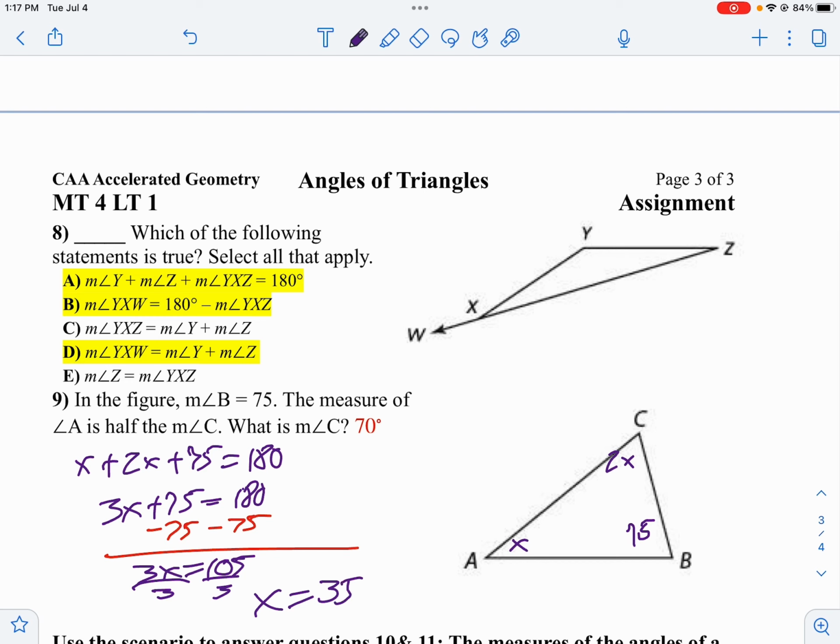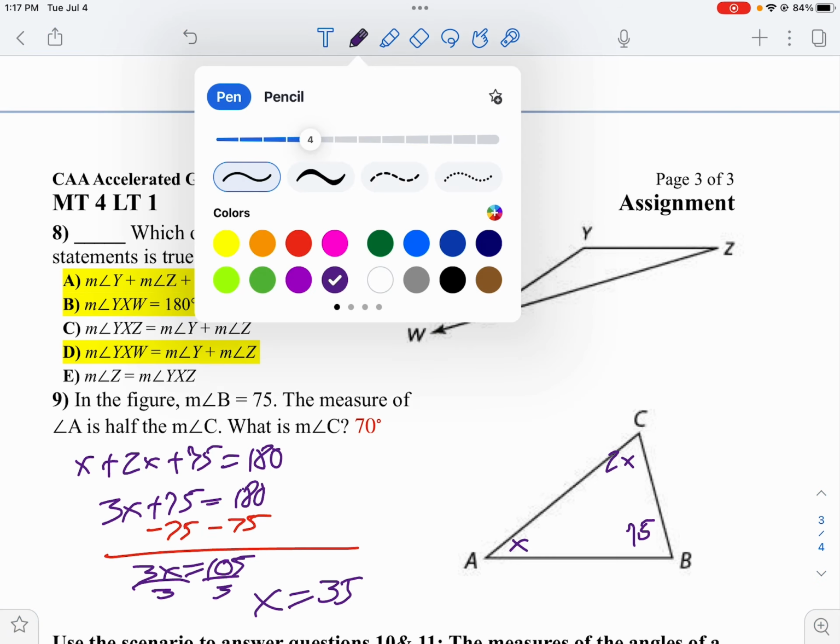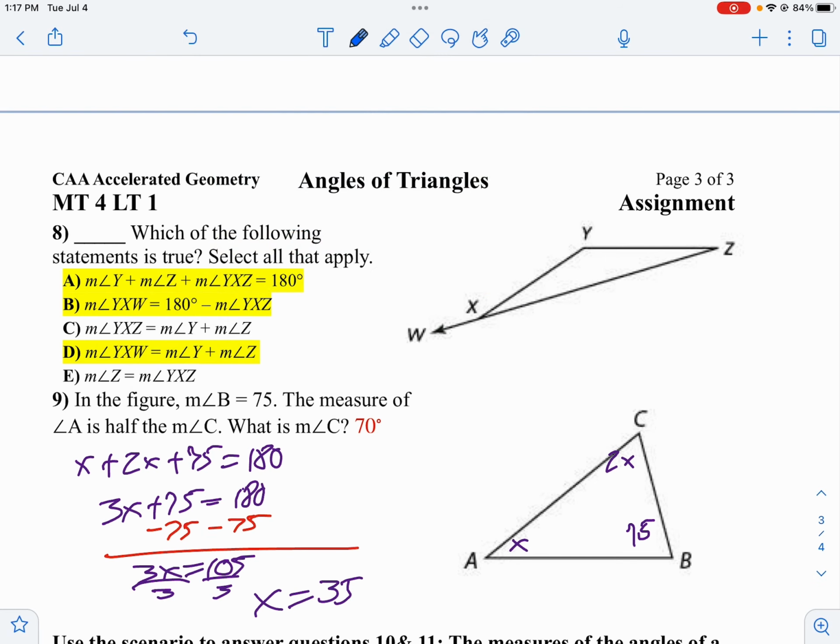Now, I didn't ask for angle A, which I just found. But we know the measure of angle C is 2x, because that's how we defined it. So the measure of angle C equals 2x, which is 2 times 35, which gives us 70 degrees.